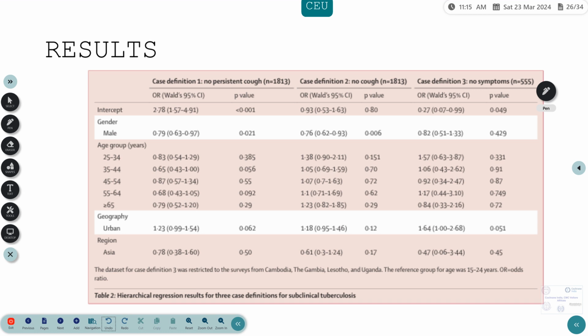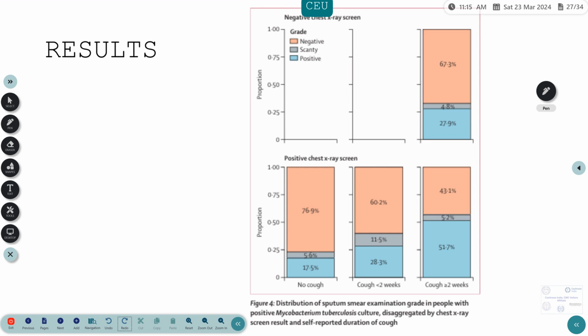This is a graph where they have seen patients with sputum smear screen, and here also we see patients who have positive maximum were patients with cough for more than 2 weeks and who had a positive chest X-ray finding.